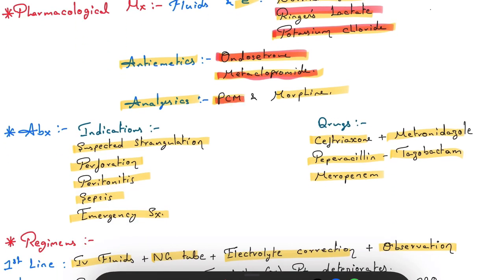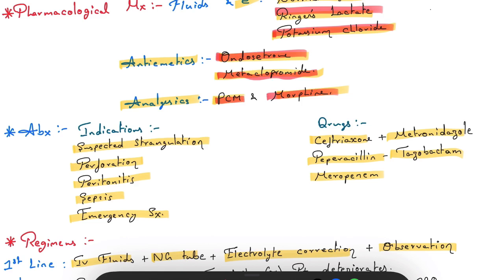Okay, next we can give paracetamol for pain, and morphine, an opioid, for reducing pain. For normal pain, paracetamol, Panadol. In severe pain, we can use morphine.